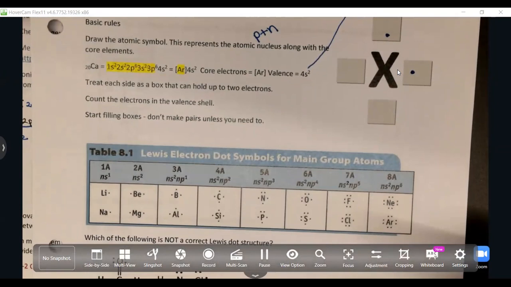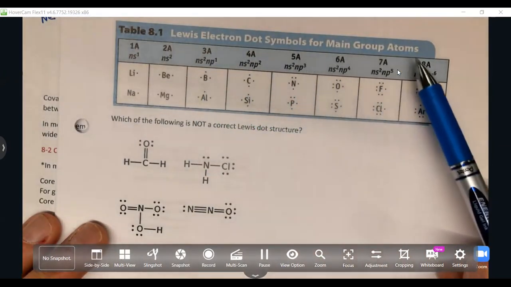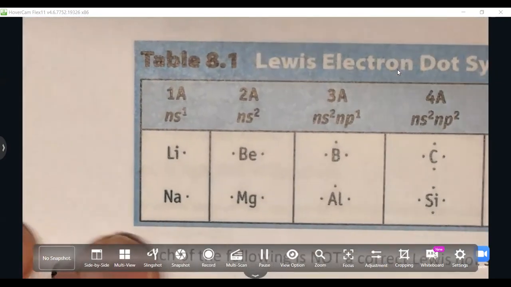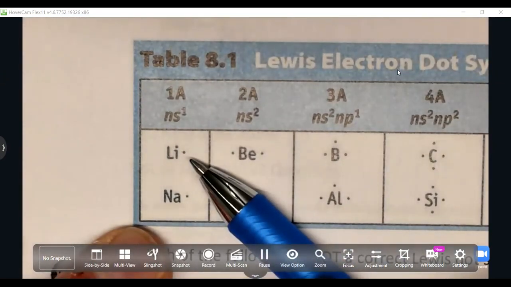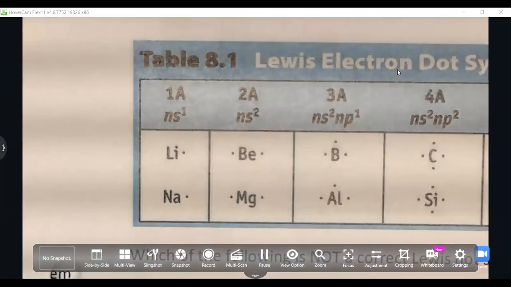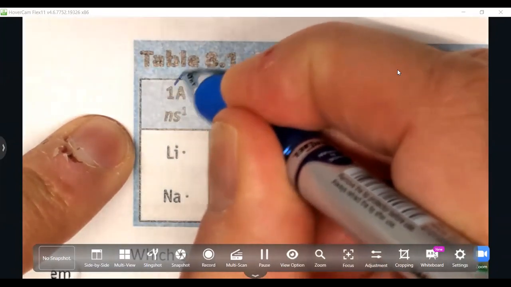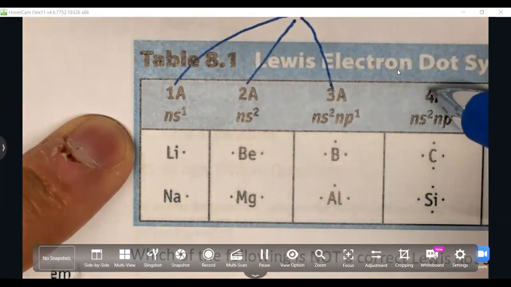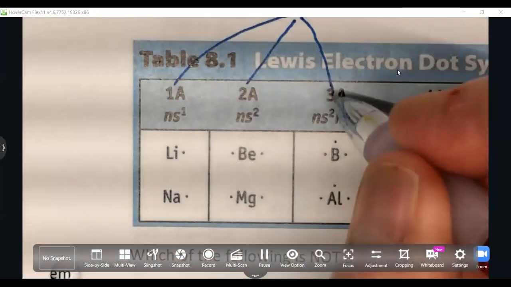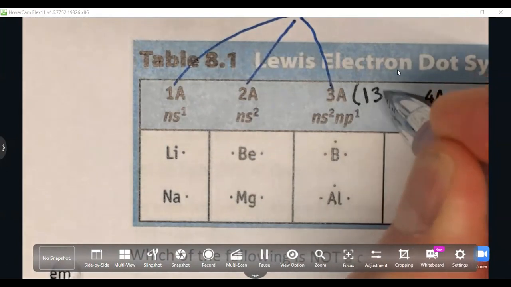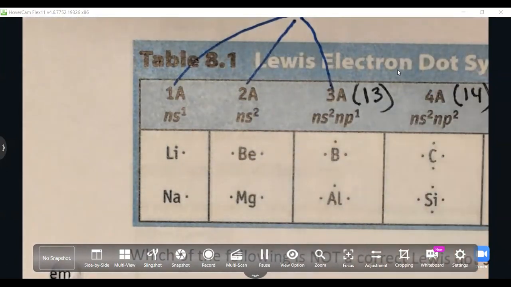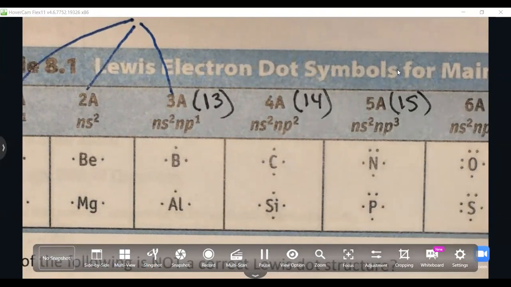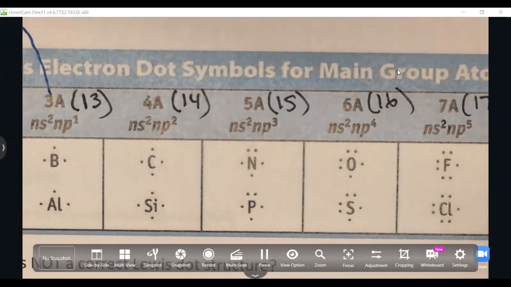So now here's table 8.1, Lewis electron dot symbols for the main group atoms. So let me zoom this in. So this is group 1, and we know that if we did this, this is group 1. This is group 2, group 3. This would be actually 13. This is group 14. 15, 16, 17, going across and 18.